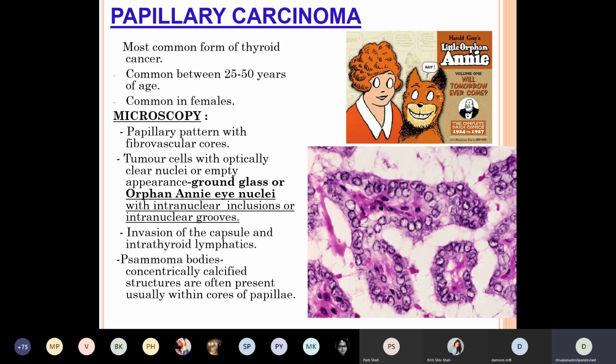This is papillary carcinoma. A slide will be there for your exam. So what do you have to see? Papillary fronds lined by tumor cells. How are the tumor cells? Clear nucleus, also called Orphan Annie nuclei, with intranuclear inclusions and grooves. These are the common things you should know about papillary carcinoma.